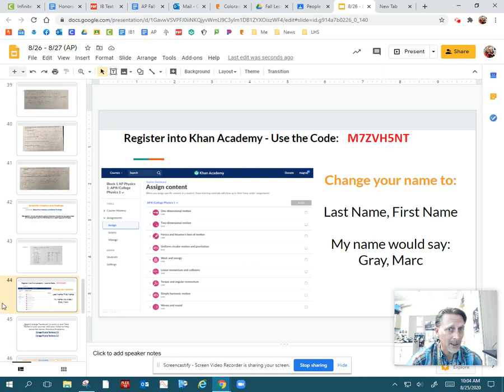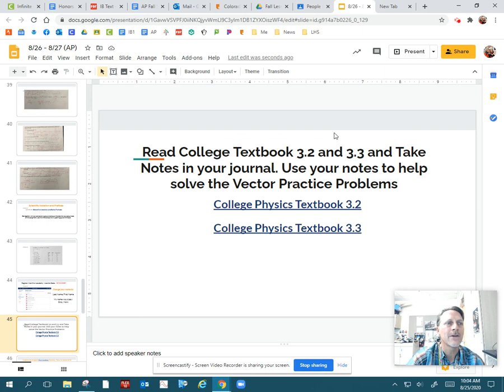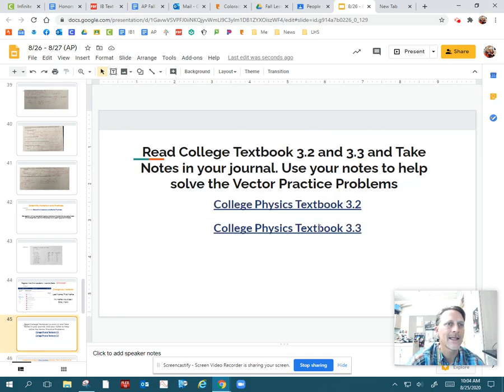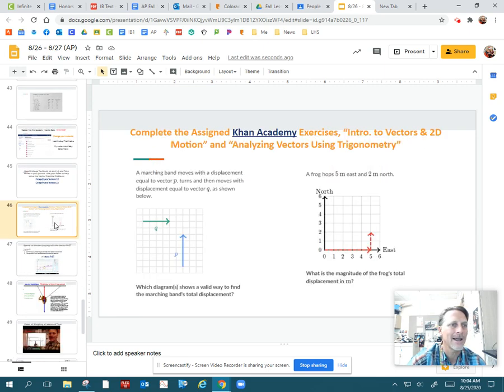Everybody get into Khan Academy, get registered, and then you're going to see an assignment in there. Work on that assignment and get it done. It's some practice things, and after you're finished, jump into the college textbook and take some notes in your journal as you read about vectors. Vector practice is what we're looking at today. You can also use that to help with the vector practice problems from the last class. The vector practice problems will go along with that reading, so you can use them together.